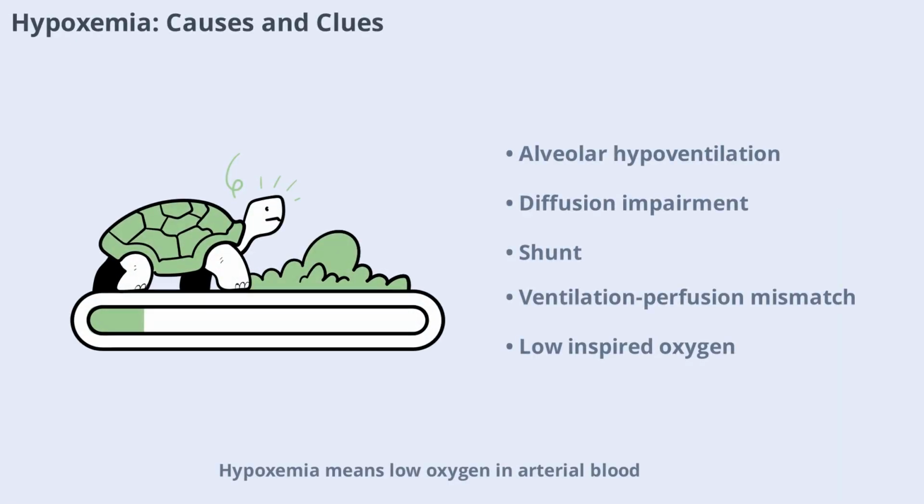Hypoxemia means low oxygen in arterial blood. The main causes are alveolar hypoventilation, diffusion impairment, shunt, and ventilation-perfusion mismatch. A fifth cause is decreased inspired oxygen, such as at high altitude. When interpreting ABGs, compare the decrease in PaO2 to the increase in PaCO2 to determine if hypoventilation is the main mechanism or if other lung pathologies are involved.